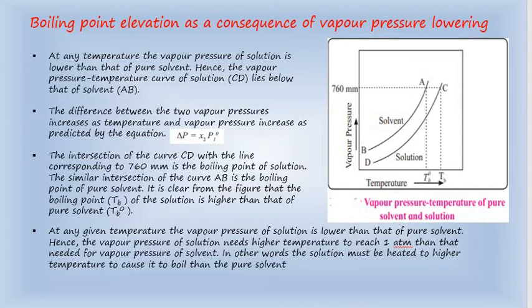At any given temperature, the vapor pressure of solution is lower than that of pure solvent. This is what you know. And the vapor pressure of solution will require higher temperature to reach 1 atmosphere than that needed for vapor pressure of solvent. In other words, solution must be heated to higher temperature to match 1 atmospheric pressure like pure solvent does.